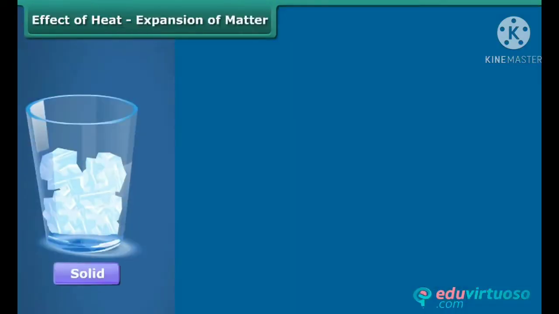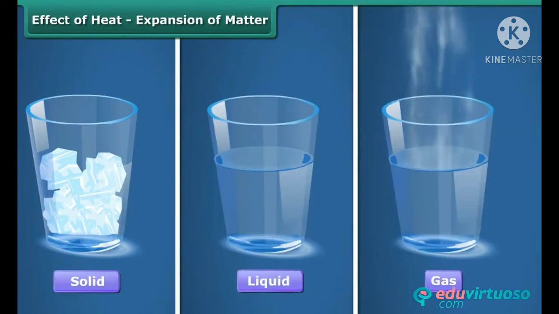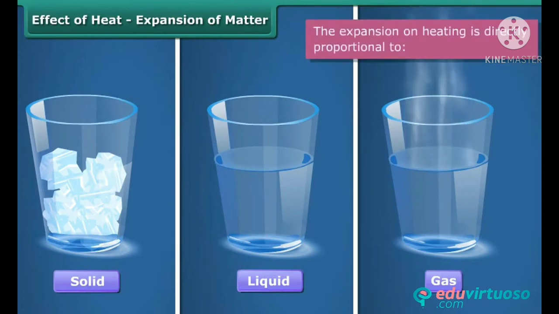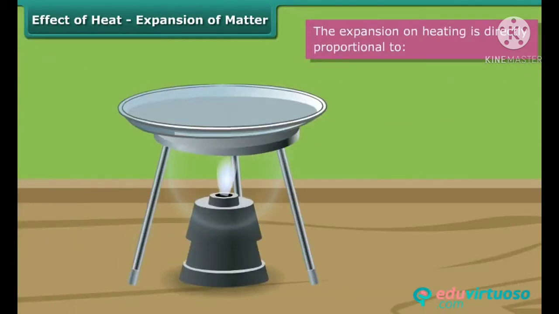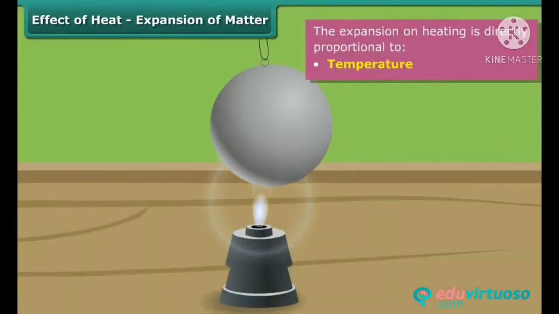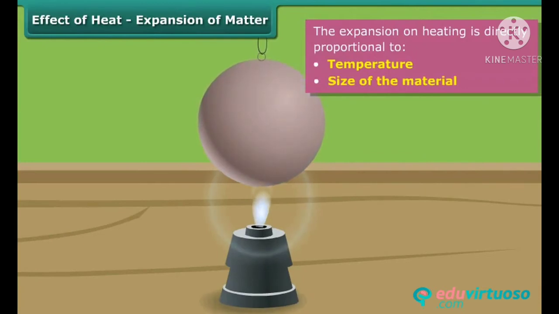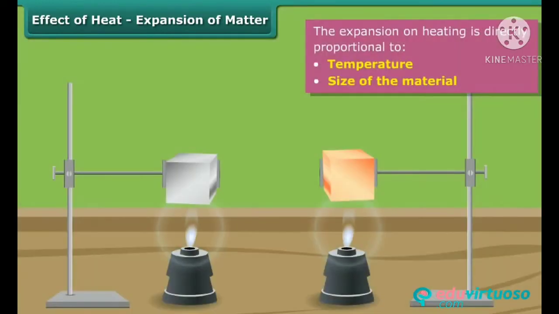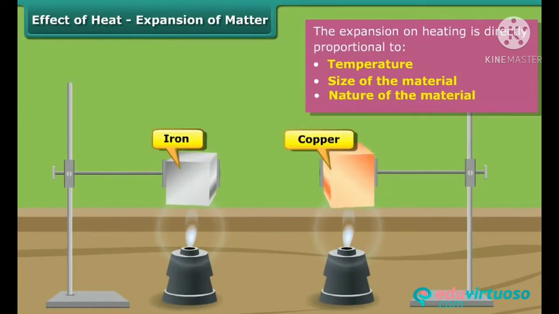Matter exists as solid, liquid, and gas. All the three states of matter expand on heating. The expansion of matter depends on the temperature through which it is heated. In this case, when we heat this plate, the higher the temperature, more is the expansion. Expansion of matter also depends on the size of the material being heated. The longer the plate or bigger the bowl, more is the expansion for the same rise in temperature. The nature of the material being heated also plays an important role in expansion. For example, copper expands more than iron for the same rise in temperature.